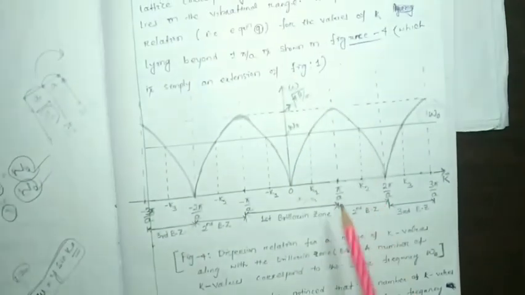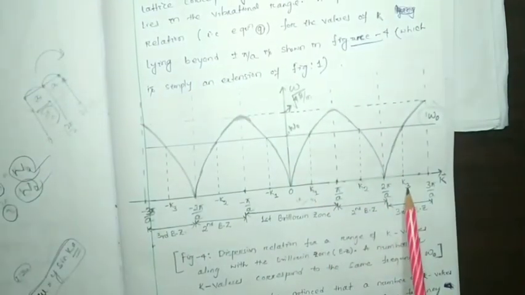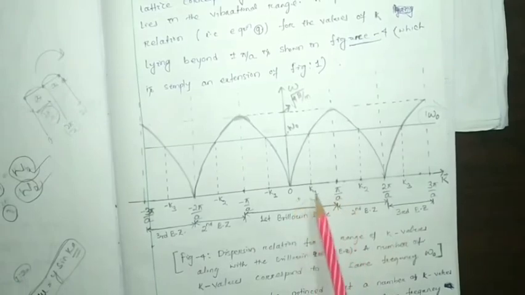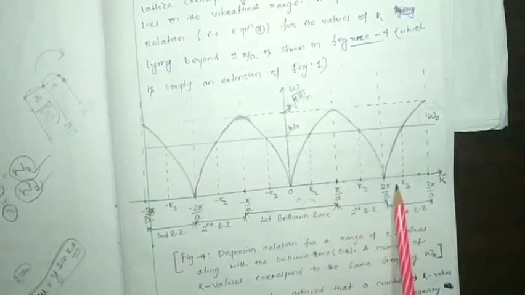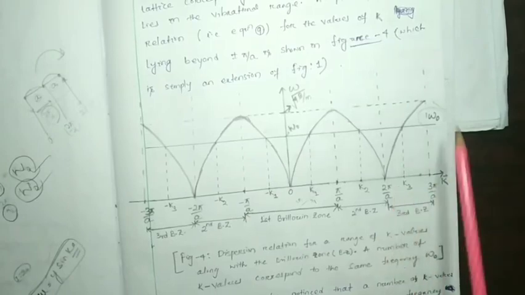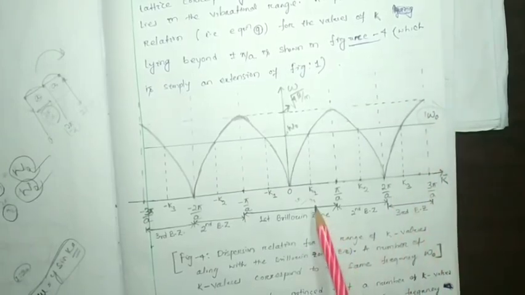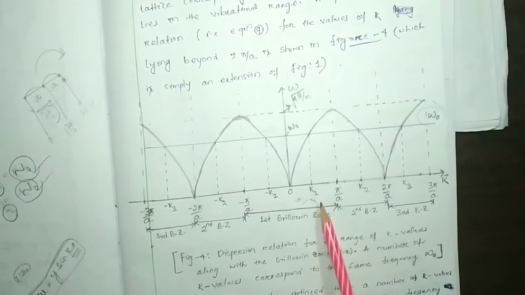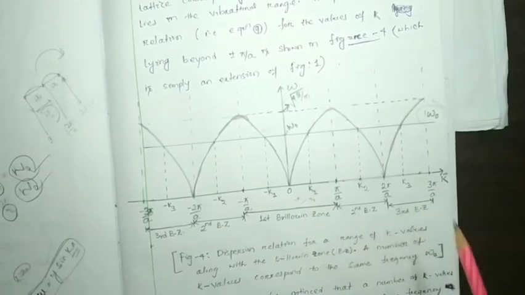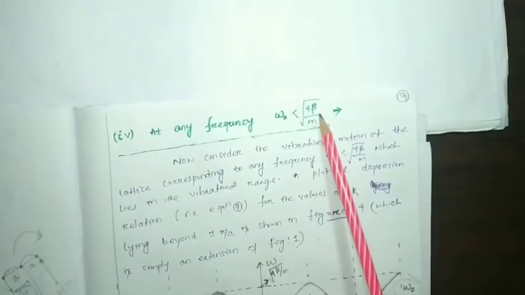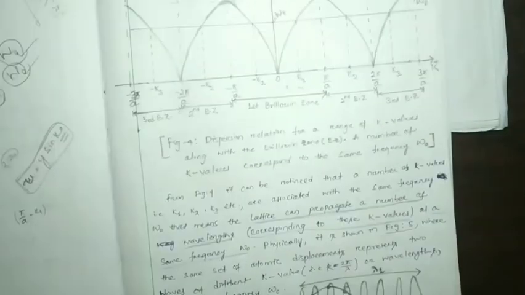Here, what we discussed from the dispersion relation is that different k values, or correspondingly different wavelengths, also have the same frequency. Different wavelengths having the same frequency of vibration we can find in the lattice when the frequency is less than the maximum frequency. So the same thing has been written.